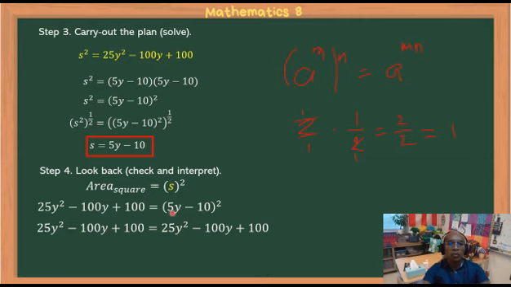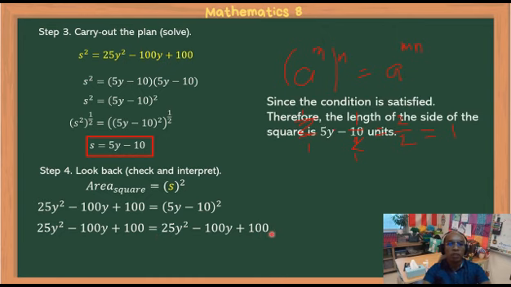So multiply by 2 to get the middle term. 5y times negative 10 is negative 50y, times 2, so that would be negative 100y. Then lastly, the square of negative 10 is positive 100. So as you can see, the left side of the equation is equal to the right side of the equation. So the condition is satisfied, therefore, the side of the square is represented by 5y minus 10.